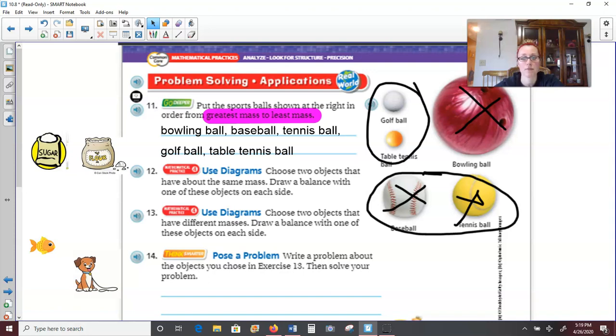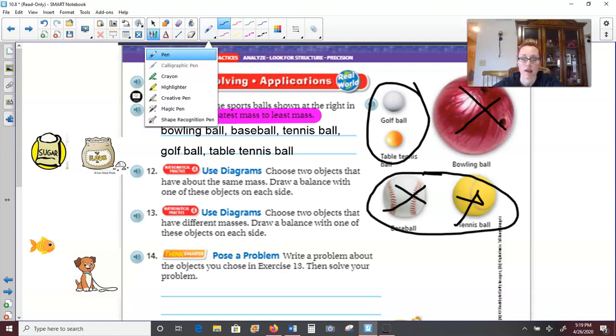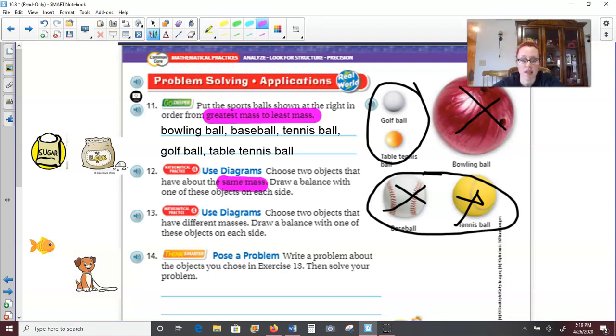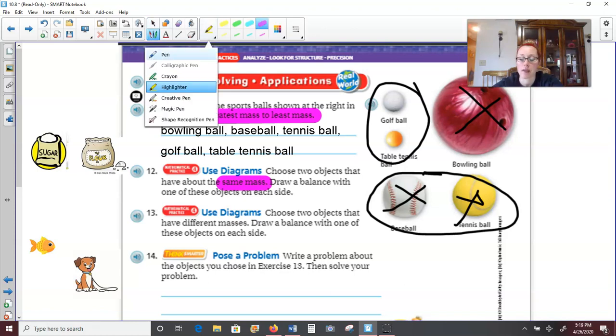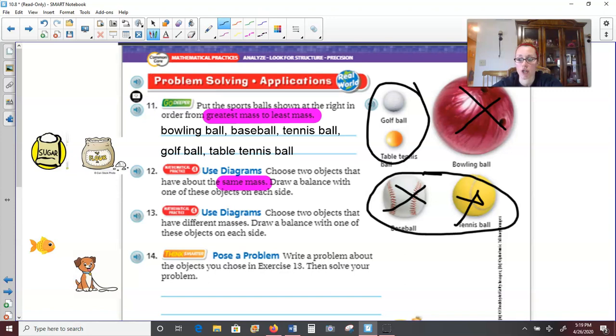All right, now number 12, it says to use diagrams. Choose 2 objects that have about the same mass. Draw a balance scale with one of these objects on each side. So we're looking for the same mass. So I thought ahead of time here, and a bag of sugar and a bag of flour to me would be about the same mass.